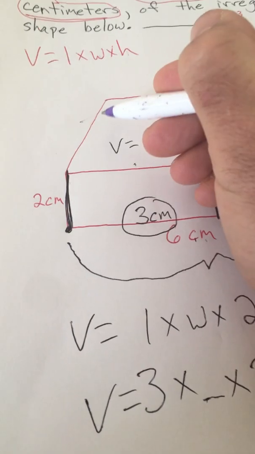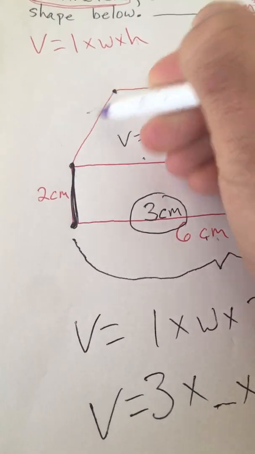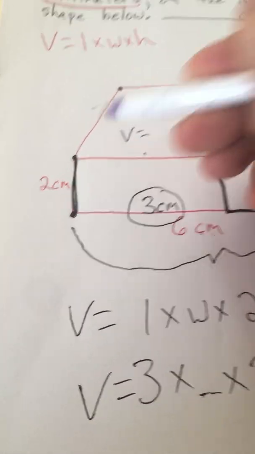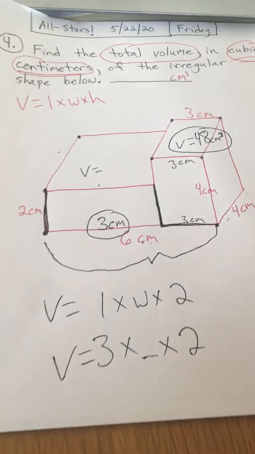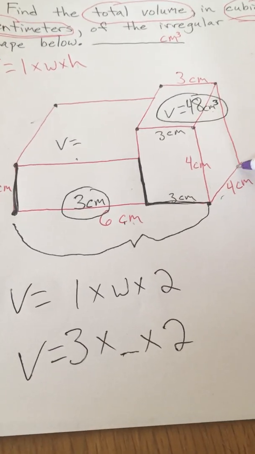So now we got to find how far is it wide. How wide is it from here to here? What's this dimension? Because we have 2. We have 3. Now we need to know how far is it going in that direction. So we're going to look at the rest of the picture. Okay? This is 4 from here to here.